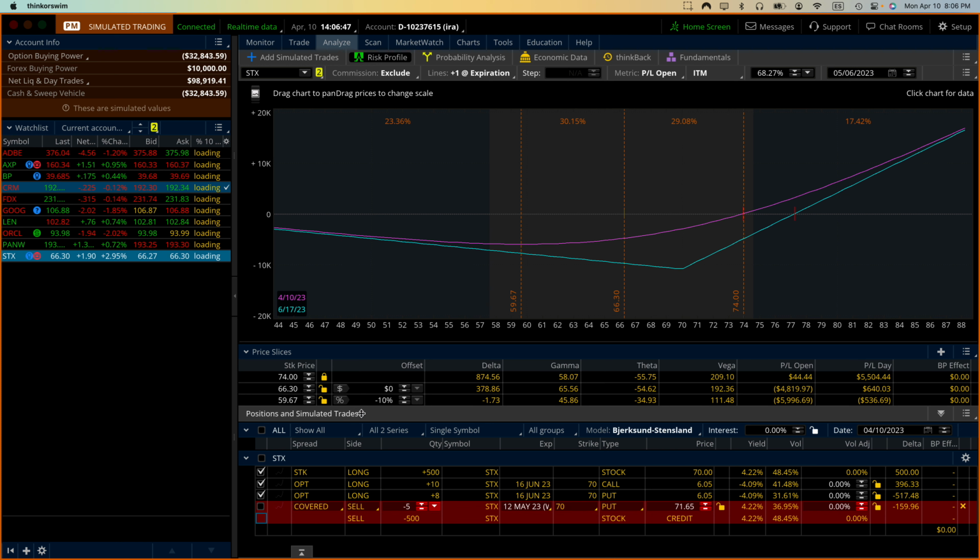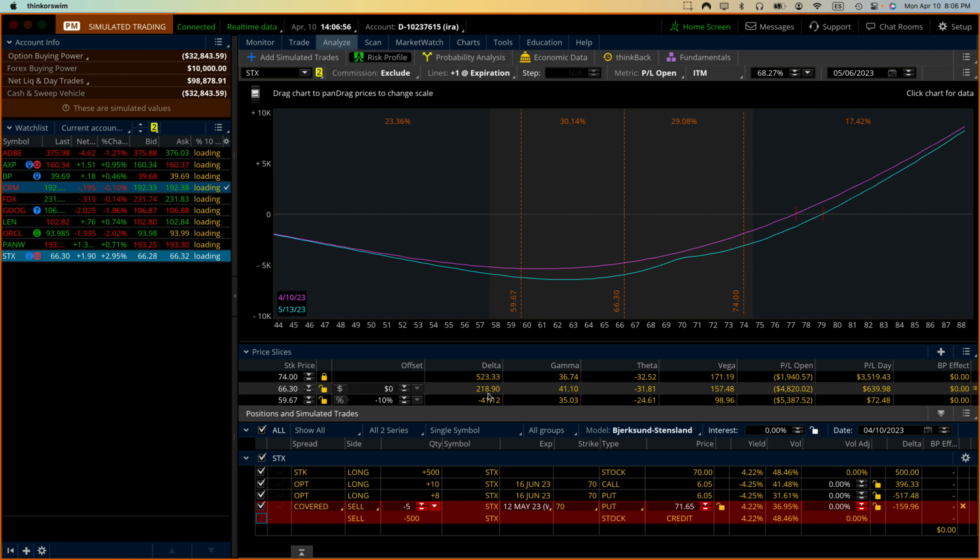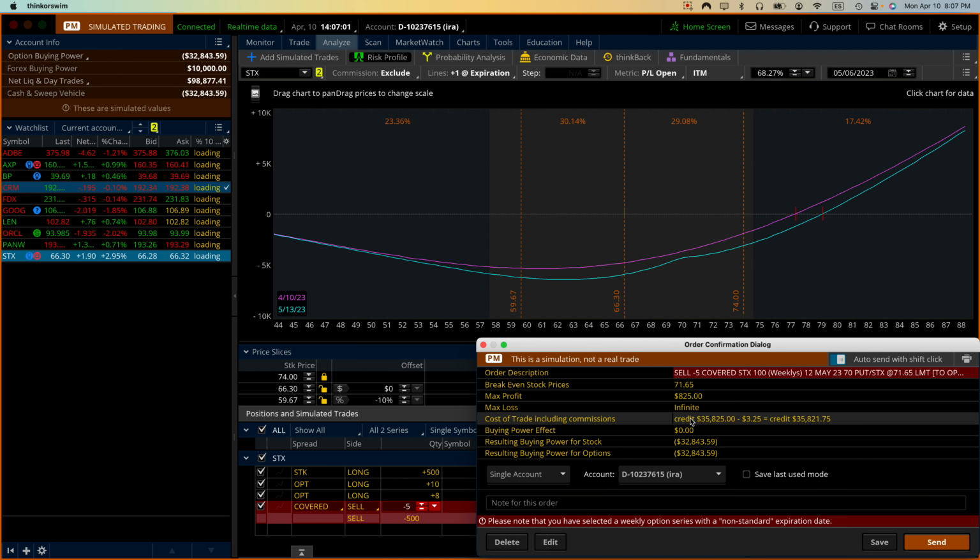Okay, look what happens to the options. The delta is 378, that's way too big for my liking. So doing that, it reduces it to 18. So let's do that, confirm and send.